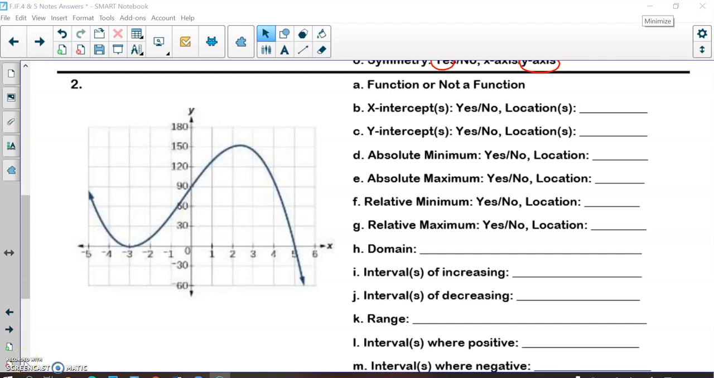All right, so in number 2, if I drag a vertical line across this graph, I get that this graph does actually pass the vertical line test. It is a function, so I'm going to circle that it's a function.